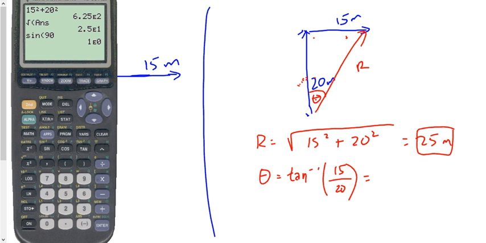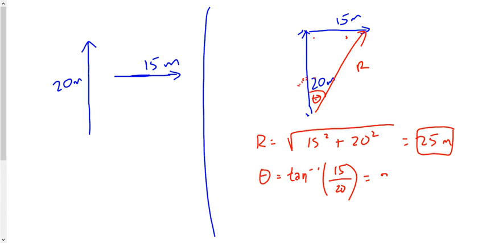Okay, so I'm in degree mode here. Sine 90 is equal to 1. Let's say second function tan or inverse tan of 15 divided by 20. Bracket. We got what, 37 degrees? 36.9 degrees, 37 degrees.